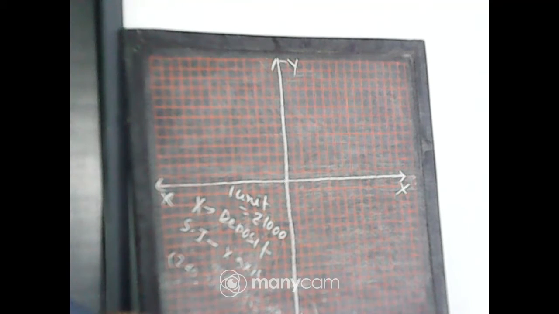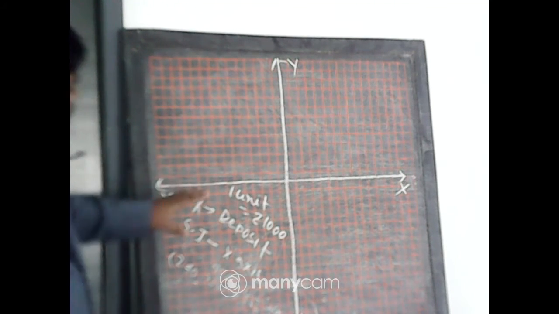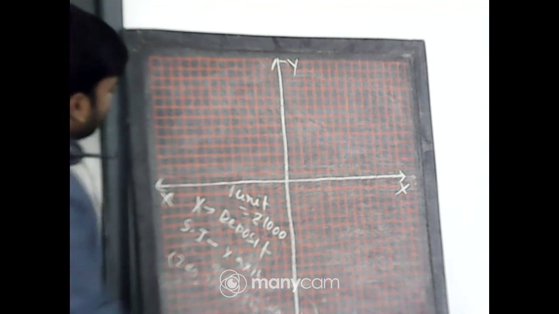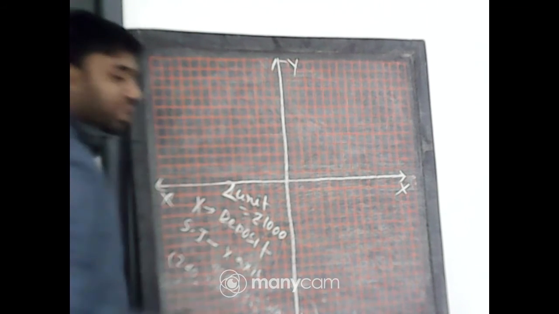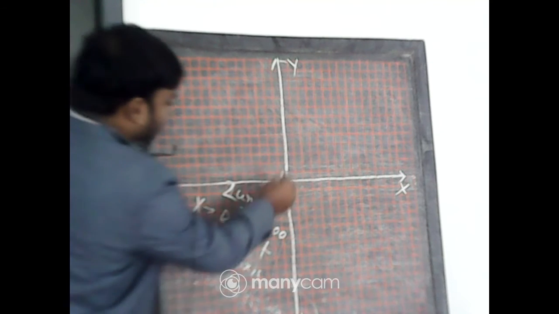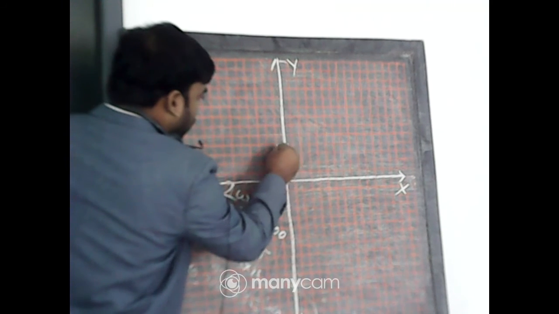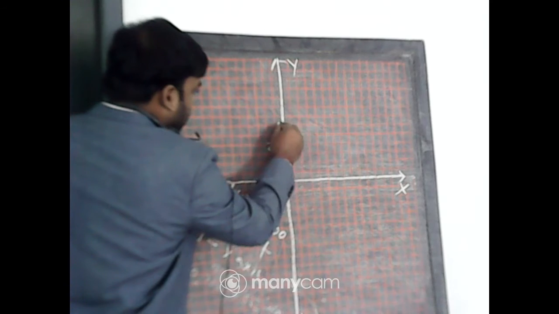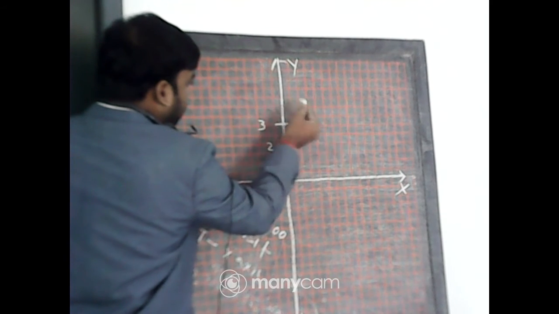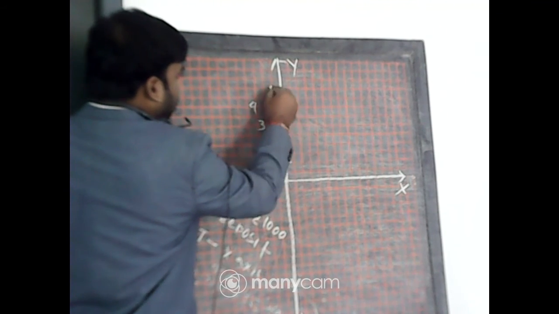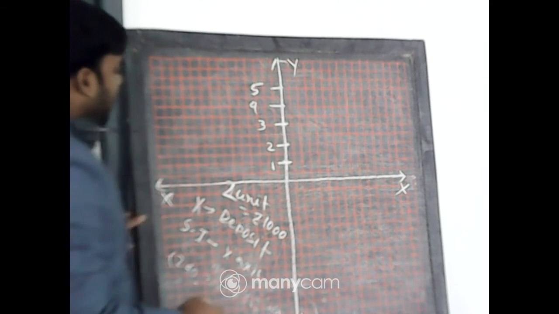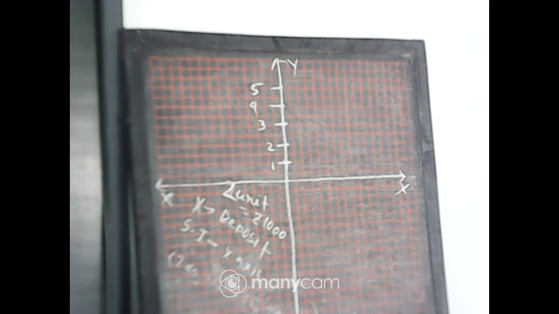Okay, now I am changing it, 2 units equal to 1000. So that is 1, 2, 3, 4, 5. Okay, up to 5000.